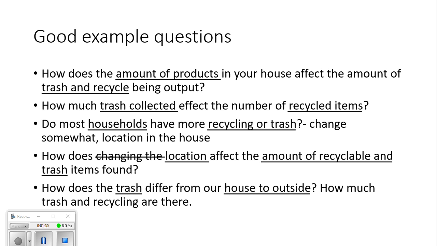All right, so good questions. I underlined independent and dependent variables so that you can see how you'd point them out. How does the amount of products in your house affect the amount of trash and recycling being output? I like this question. It's not perfect because we're doing amounts twice. Maybe you want to change this to where in your house does affect the amount of trash recycle being output. This one's a little tricky, but I like it. You can point it out, but it's not perfect.